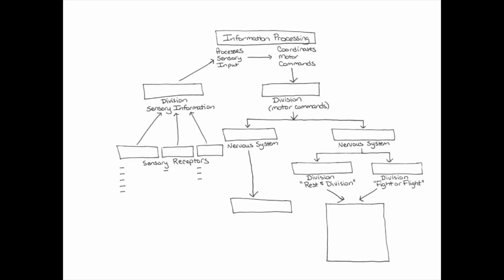Now, in the autonomic nervous system, there's two subdivisions here under the autonomic nervous system. The one division over here is the rest and digest division, and then we have the fight or flight division. They're both going to send messages to the effectors, but they have opposite effects.